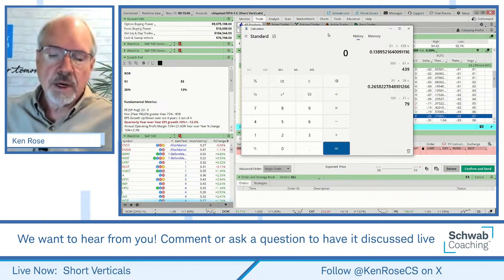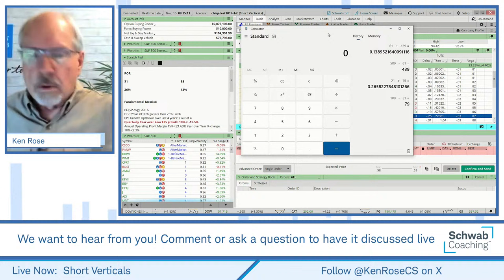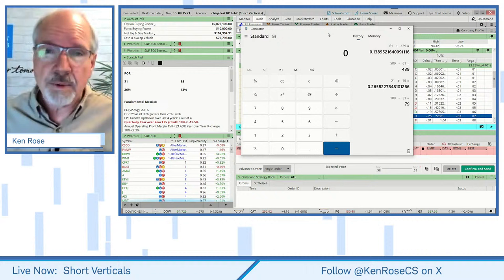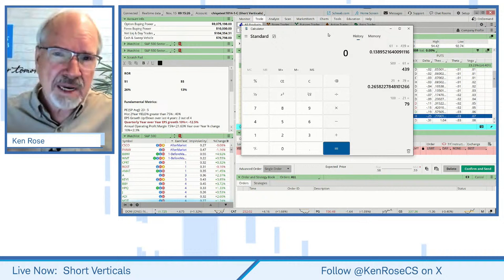Now, generally speaking, here in the paper trading account, we use transaction fees for options of 60 cents. That is just for our paper trading account. You want to check your own transaction fees. It's probably going to be somewhere in that area. It may be a little bit less, it may be a little bit more, but you definitely want to check out what your own are.